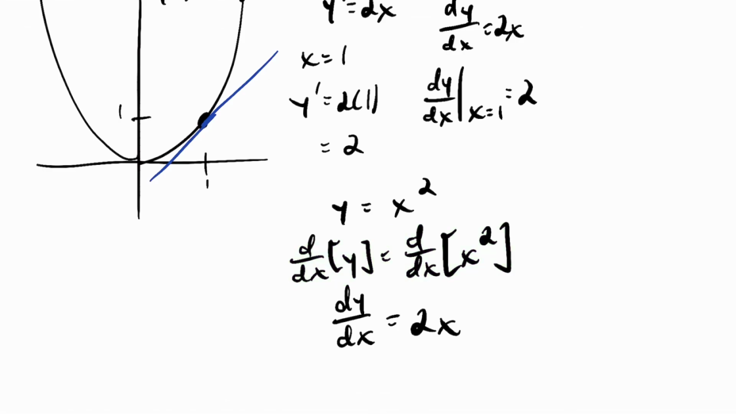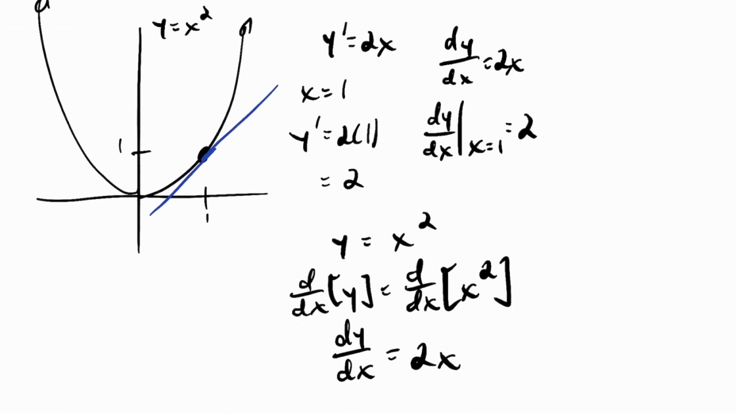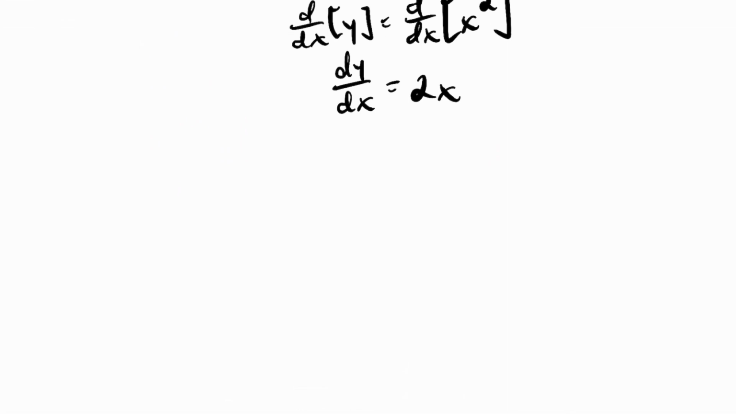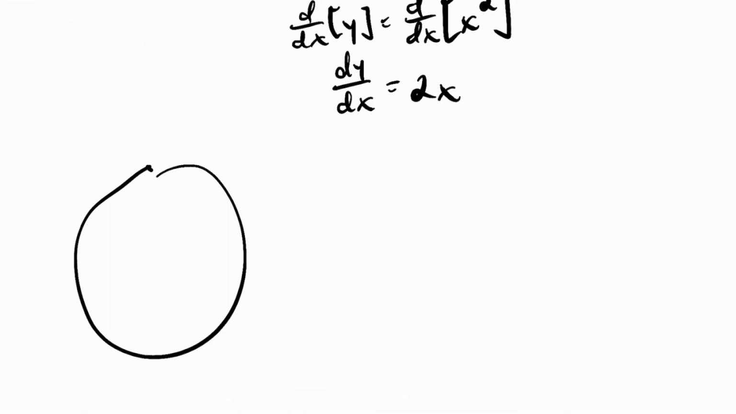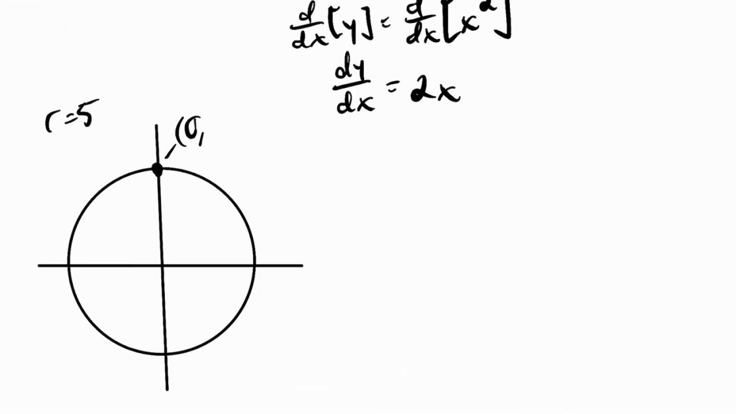What do I mean by that? Well, let's take a different equation. Instead of y equals x squared, let's say I don't have a parabola, but I have a circle. Let's say this is a circle of radius 5. So this point up here is (0, 5), and this point here is (5, 0).